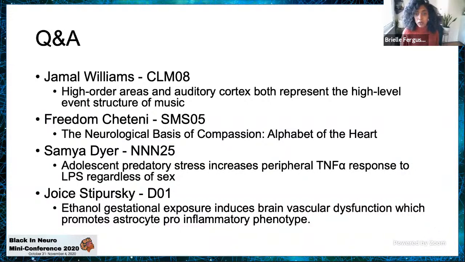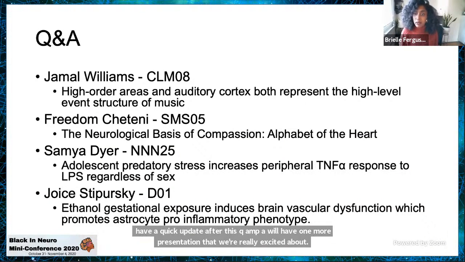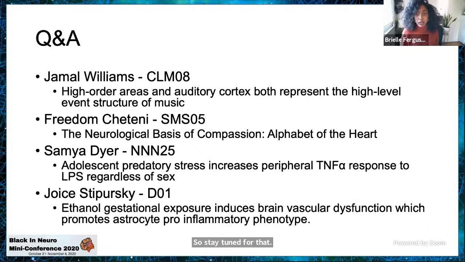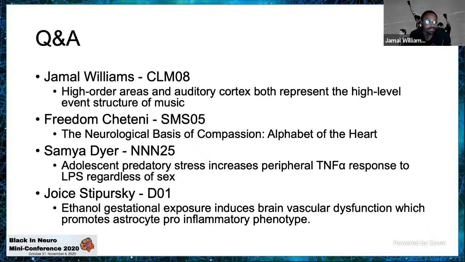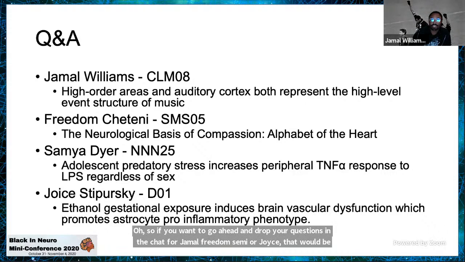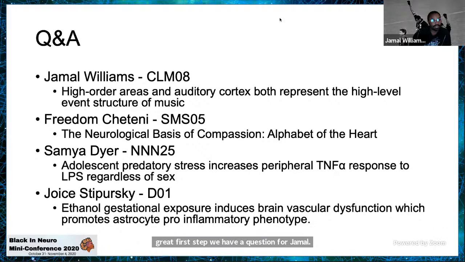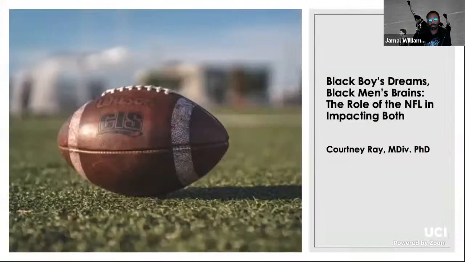First up, we have a question for Jamal. The question is, do you think higher level regions are more sensitive to reward prediction errors versus the auditory cortex? Can you hear me? Yes. Okay. I'm actually not sure. In my study, I highlighted precuneus and angular gyrus, but we also saw VMPFC, which I think has been shown to respond to reward related to music. But I don't know enough about reward prediction errors or anything in precuneus and angular gyrus to answer the question, sorry.